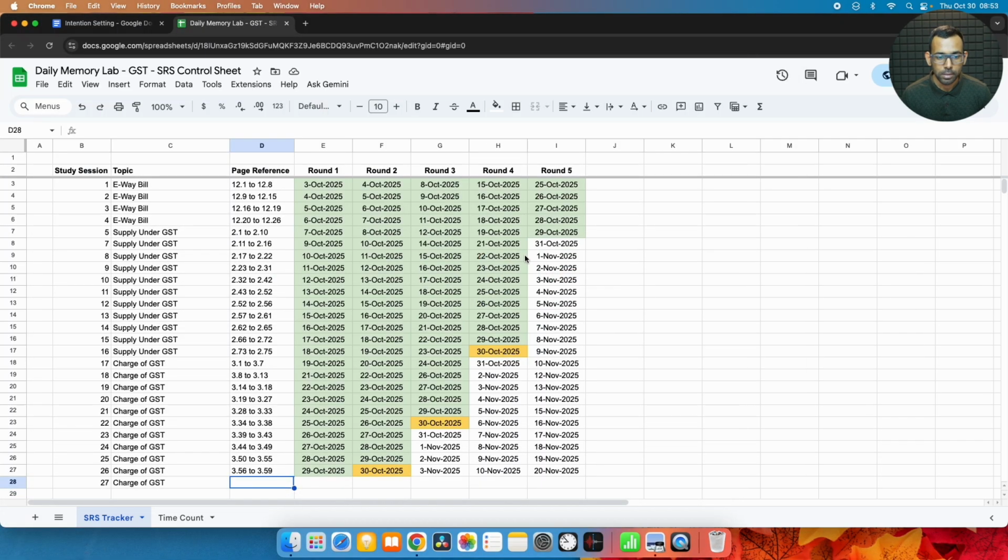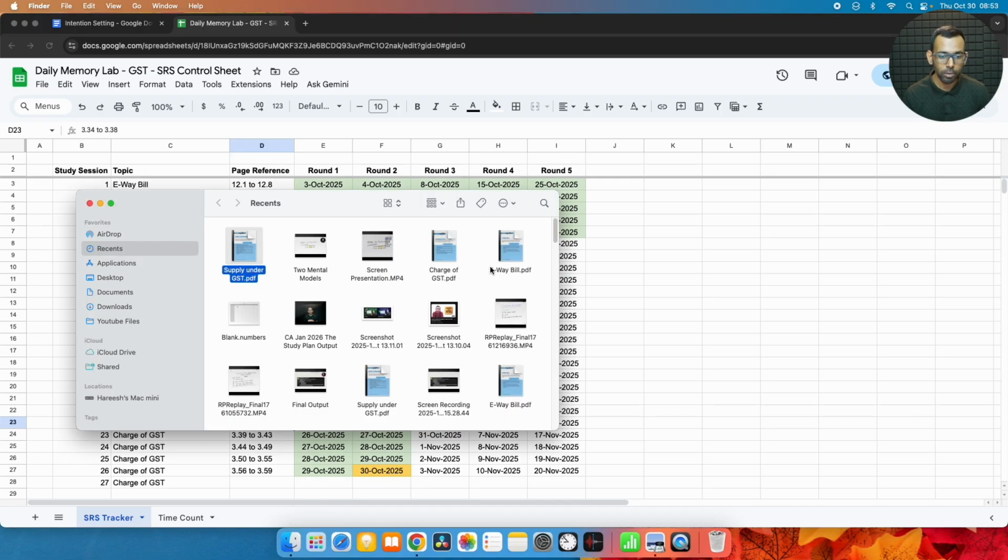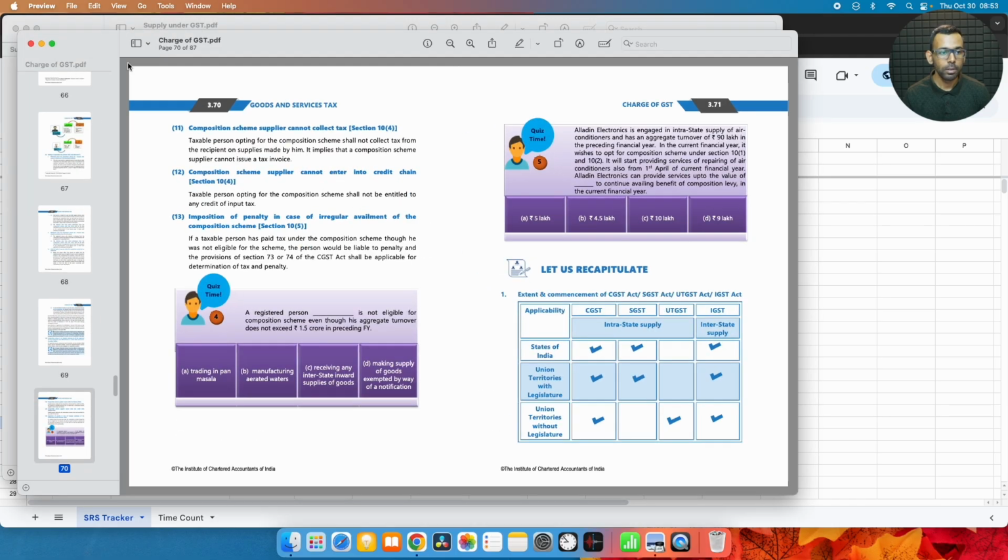Let's go to the next step, next segment. Round 3 of charge of GST, 34 to 38, page number 34.